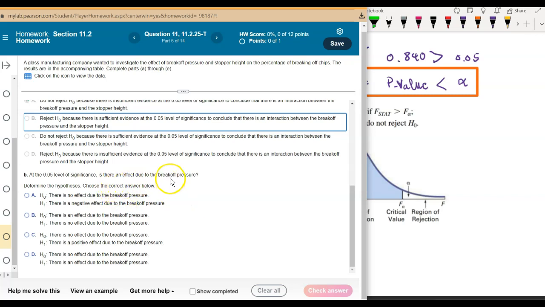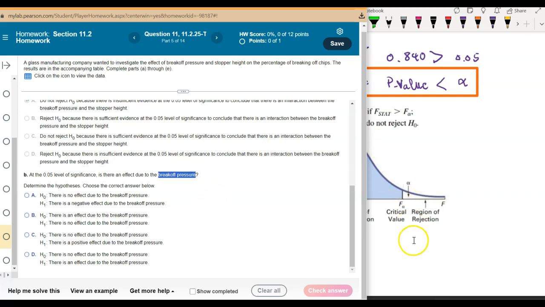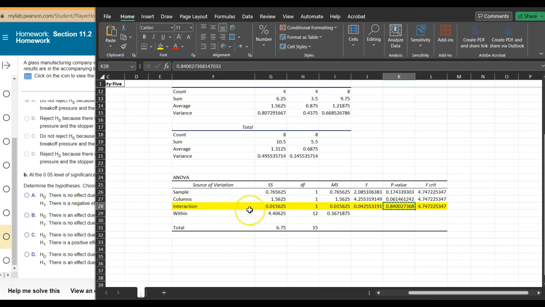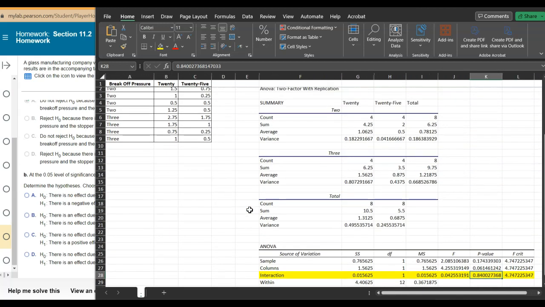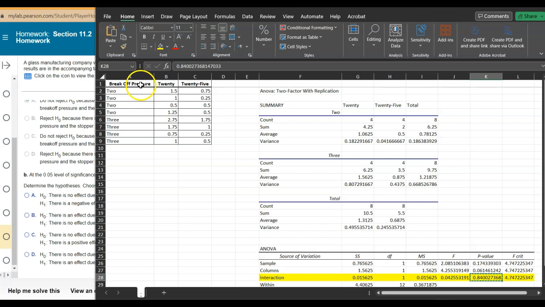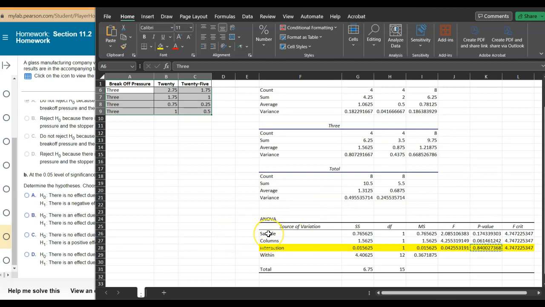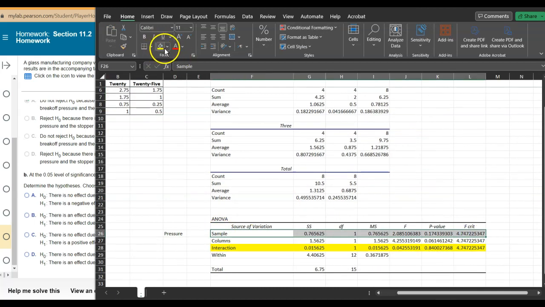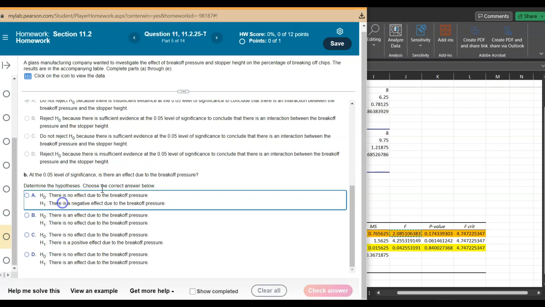So now we are moving on to breakoff pressure. So we need Excel here. So the breakoff pressure, if I go to my table, the breakoff pressure is right here, and that is 2, that's the line, and 3, that's the second line. So that's going to be the sample. For this one, we're going to follow the first row. We're going to select the F value, and we don't need it yet. We're going to select it later.